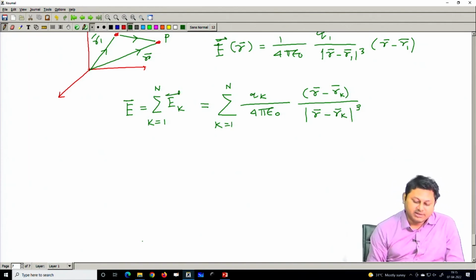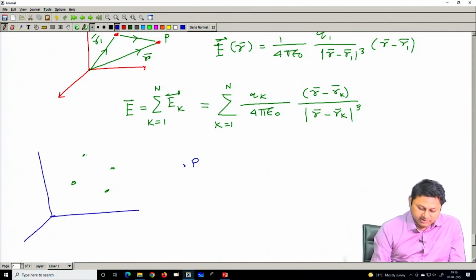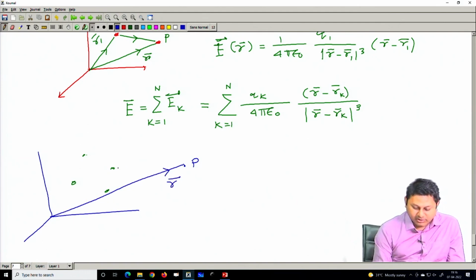So, the point is, if I want to calculate the field for discrete charges sitting at different points, these are the points where the charges are, and I want to find out the total field at some point P. In this coordinate system, this point is my r. So, I need to calculate all the fields here due to each q_k and then make a vector sum of that. That will give me the total field at this point.